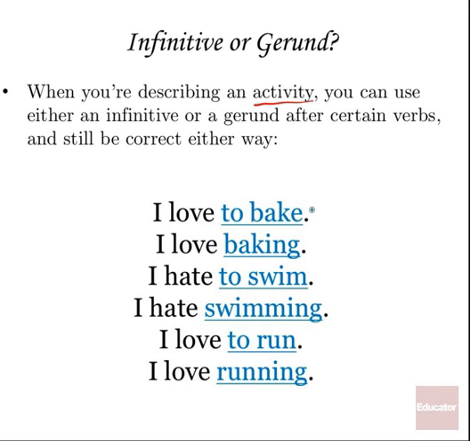Let's look at some examples. I love to bake means exactly the same thing as I love baking. In either case, you're saying I love the activity of stirring stuff together and putting it in the oven. I hate to swim. I don't like getting wet. I hate swimming has exactly the same meaning. I love to run and I love running. Once again, two sentences, same meaning, gerund, infinitive, you can use either one.